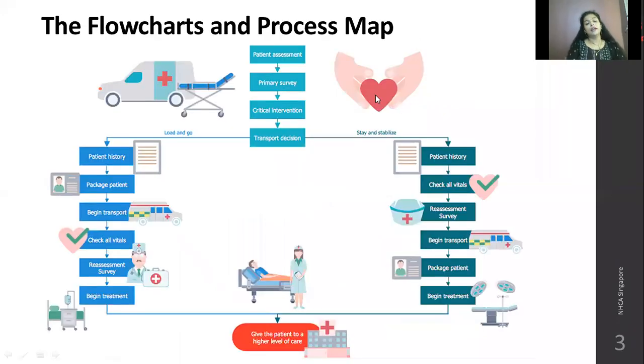Next is flow charts and process map charts. It is used in the define phase. I have explained that earlier also.